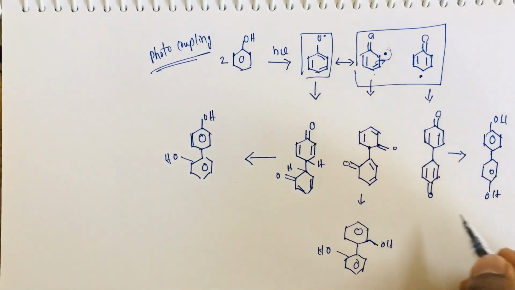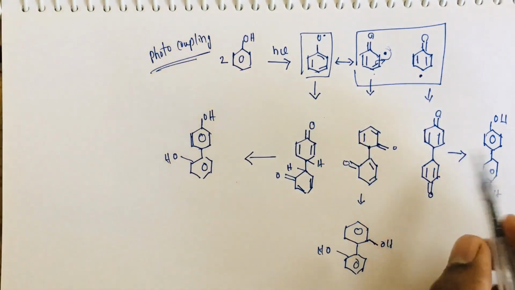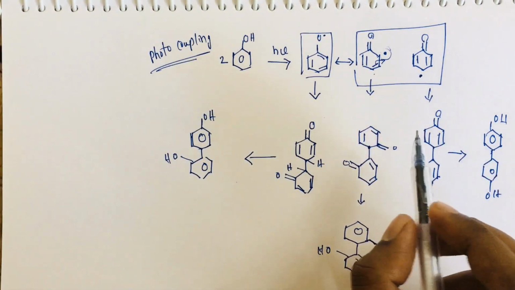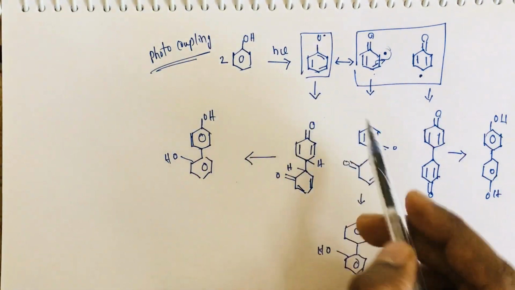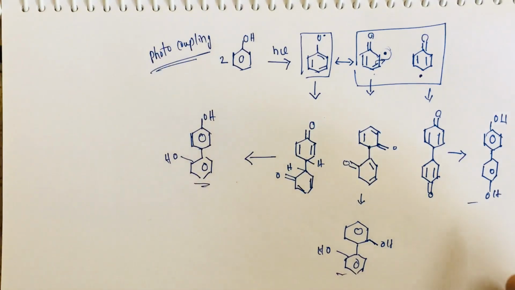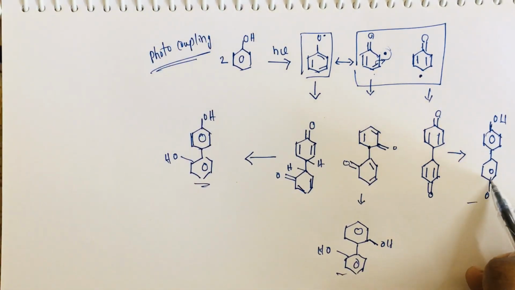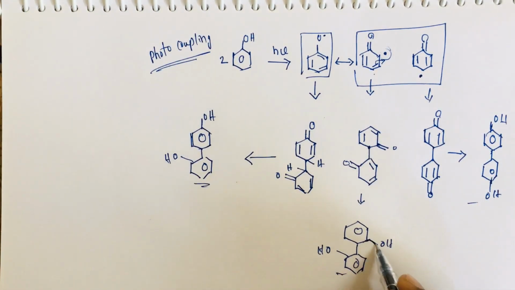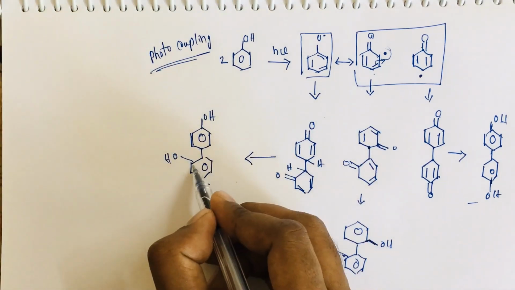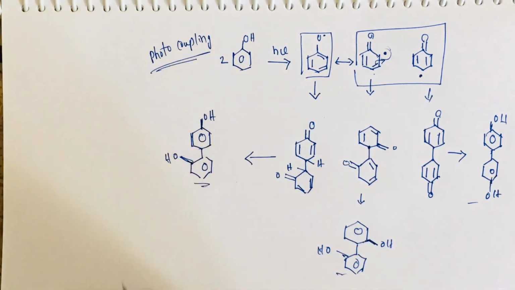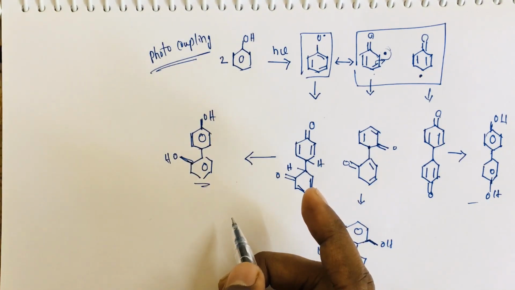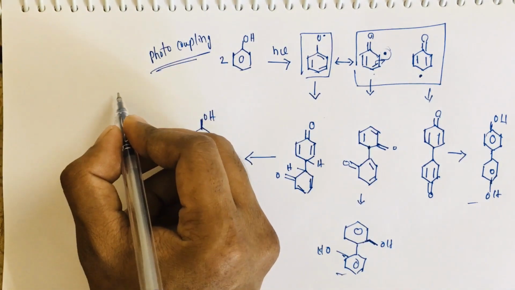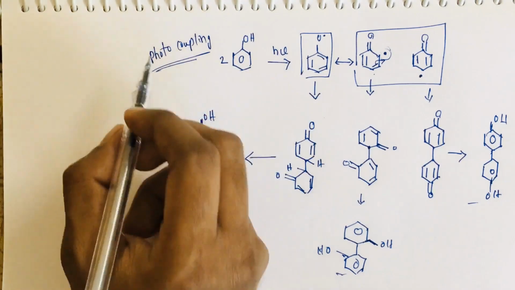They may not ask this question, but they can ask in such a way as how many products you will get in this reaction. So we will get 3 products. One product has 2 para positions, one product has 2 ortho positions, and one product has 1 ortho and 1 para position. So these are about photo oxidations, oxidative coupling and photocoupling.